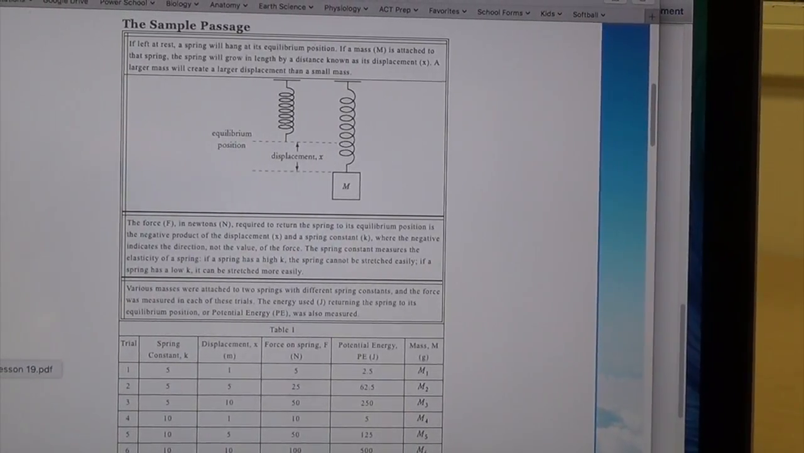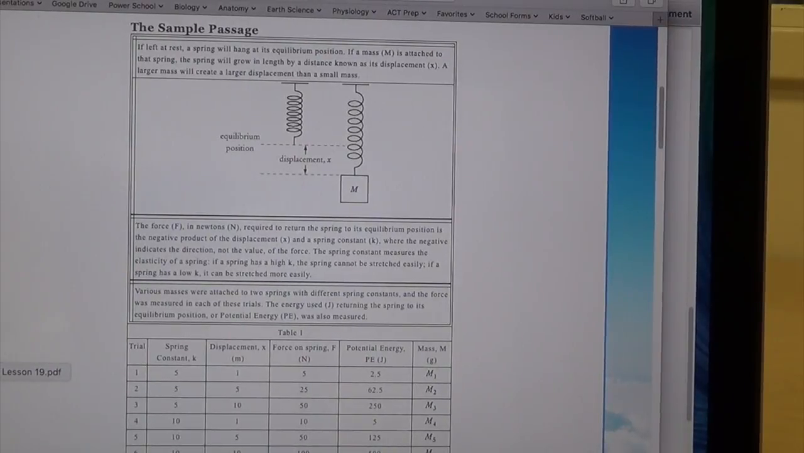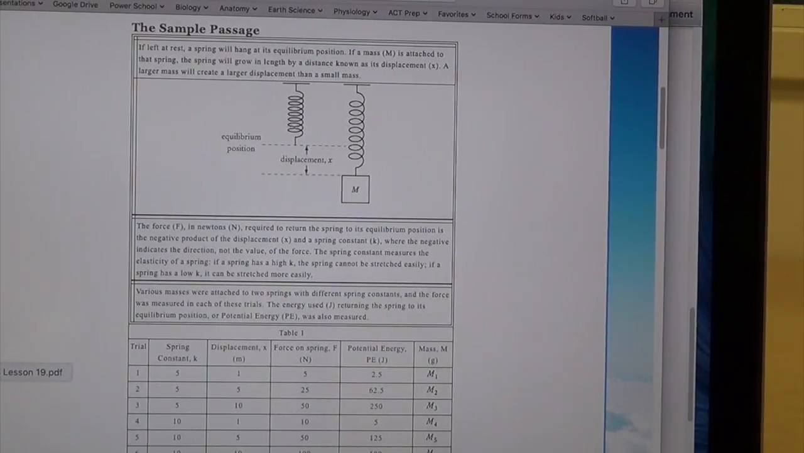Here's a sample of data representation. In the data representation, you're given charts, you're given diagrams, you're given information, and you just simply have to find that information from that. These are probably the most simple passages on your science test. You will have 7 different passages. 1 or 2 will be these data representations. The rest of them will be research summaries and conflicting viewpoints.